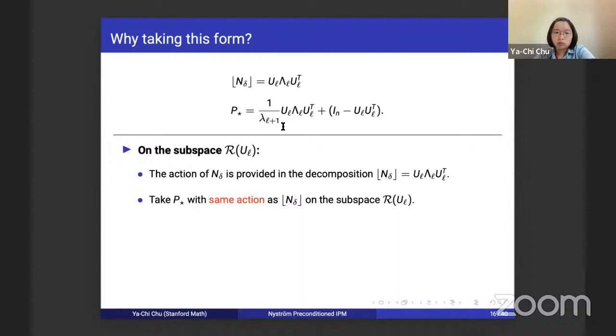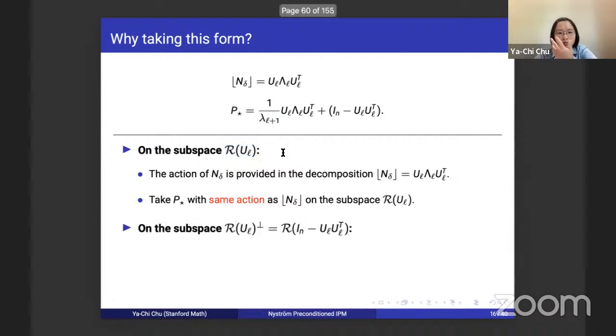But we already defined P star for this space. How about its complement? We also need to define the action of P onto the complement. The complement can be written as identity minus U U transpose, so it's the range spanned by identity minus U U transpose. We need to write it in this form because we want to use the information of U from here to express the complement space.